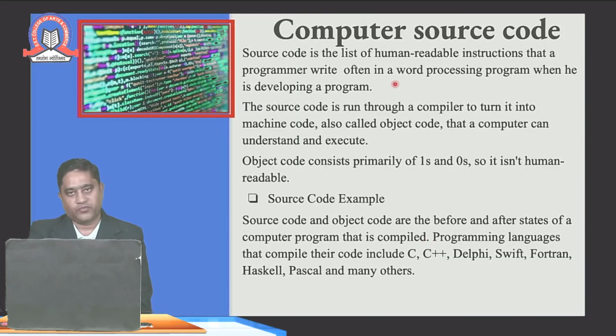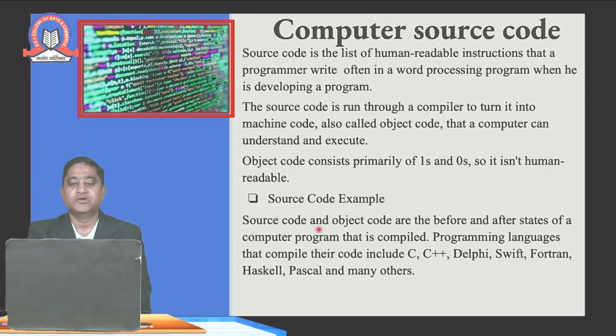The very latest one is computer source code. The source code is the list of human readable instructions that programmers write, often in a word processor, when developing a program. The source code is run through a compiler to turn it into machine code, also called object code, which a computer can understand and execute. Object code primarily consists of ones and zeros, and it is not in a human readable form.